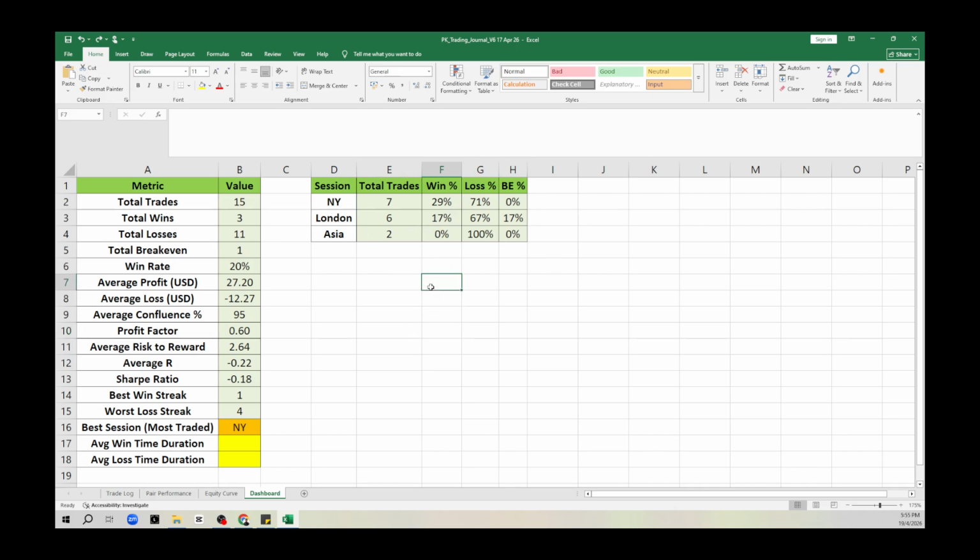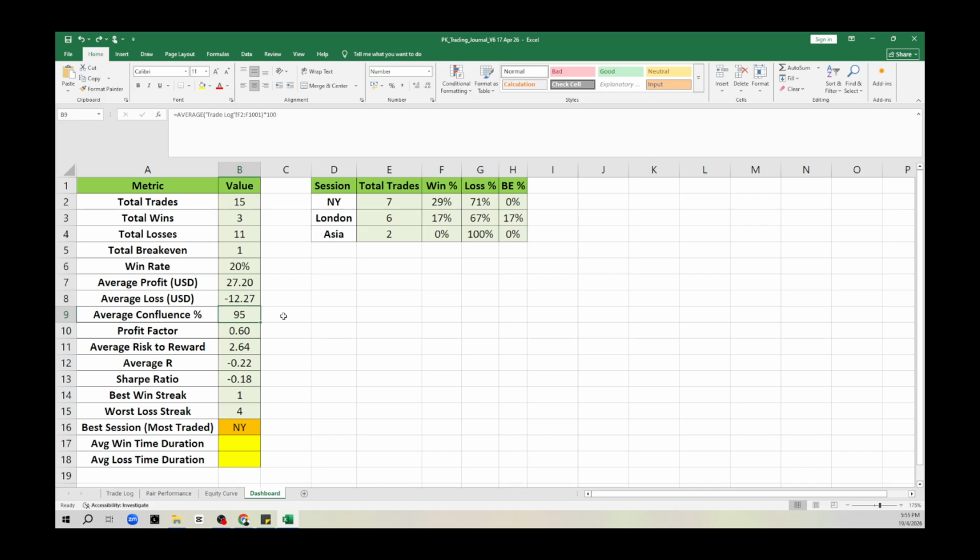Basically what this one says, let me just quickly go through all this. So these are the total trades: 15 trades, 3 wins, 11 losses, 1 break even. The win rate overall for the 15 trades is 20%. The average profit is 27.2. The average loss is negative 12.27. This for now is good. As long as your profit is higher than your loss amount, it is good. So you have a good risk to reward.